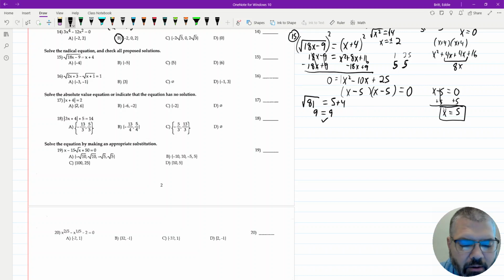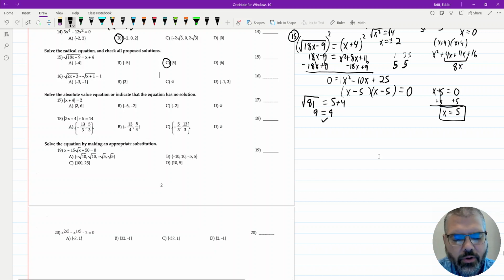All right. If that would not have checked out, and that was my only solution, and it didn't check out, it would be no solution. But it did check out, so just x equals 5 on that one. Notice there's a negative 5 there to try to trick you, so make sure you pick the right answer, which in this case is C on this one.